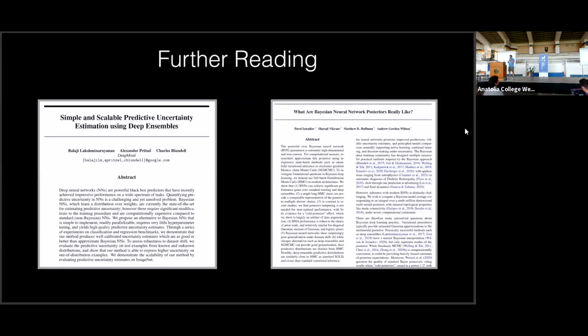And so for some further reading, I'll give two example papers. One is "Simple and Scalable Predictive Uncertainty Estimation using Deep Ensembles." This is the paper that first showed that deep neural networks are surprisingly good at uncertainty quantification if you do this simple procedure. And the second paper is the one I just mentioned the result from: "What Are Bayesian Neural Network Posteriors Really Like?"